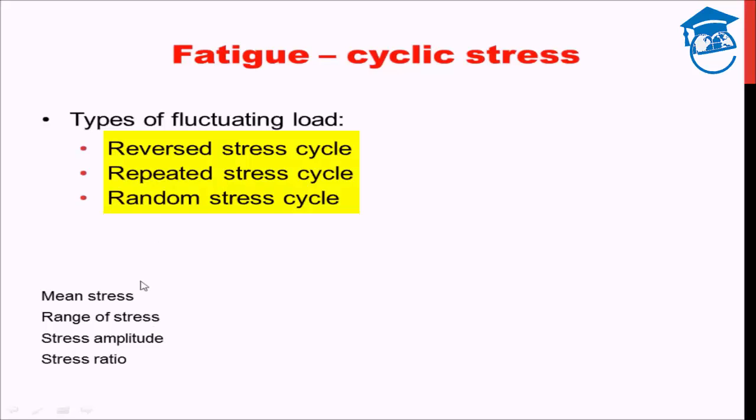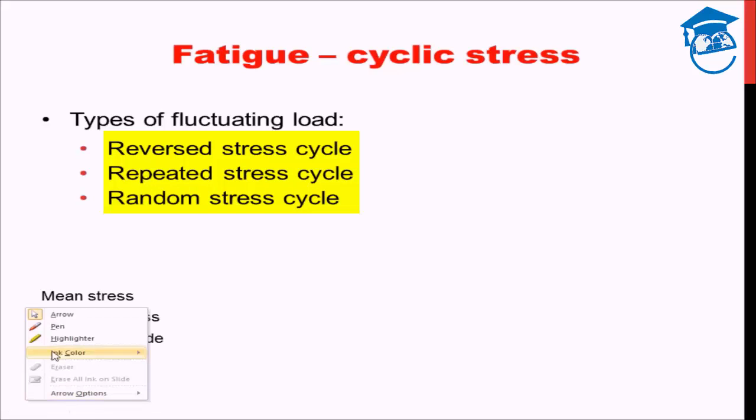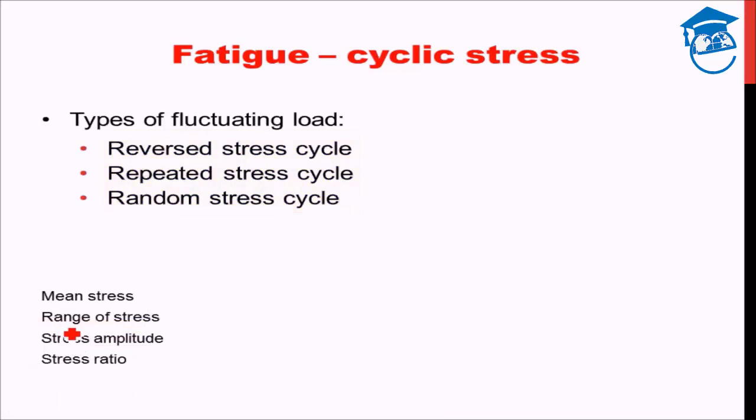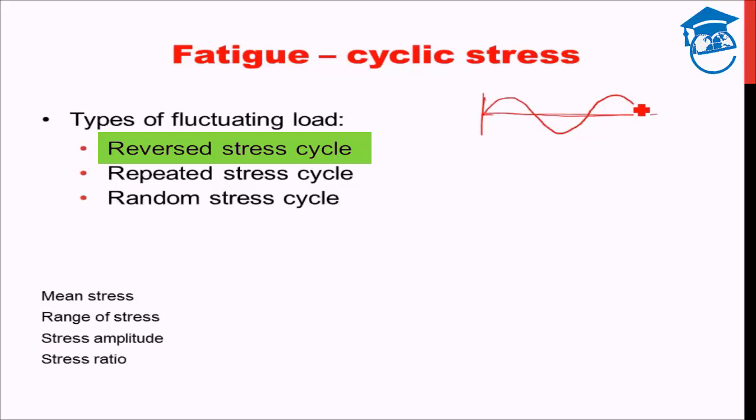It can be what is known as repeated stress cycle or random stress cycle. I will discuss each of them so that you know what are the possible stress scenarios that can occur. In reverse stress cycle, what happens is that the fluctuating stress is periodic in nature and the mean value of the stress is 0. So it is mirror like.